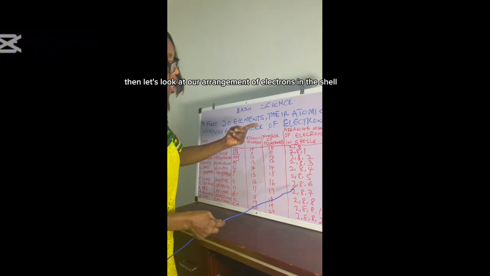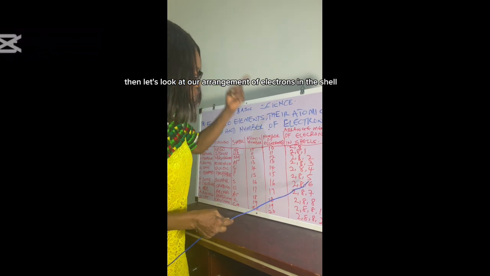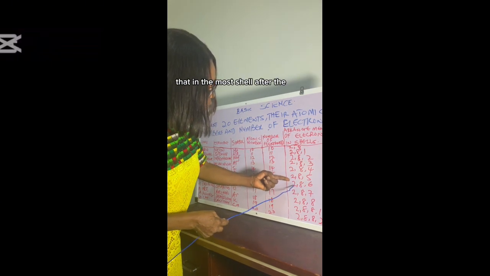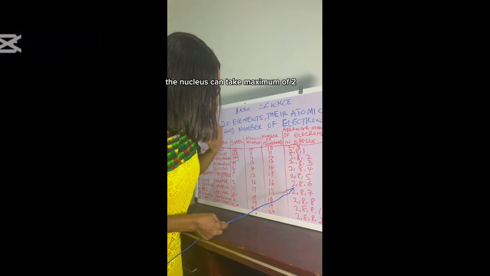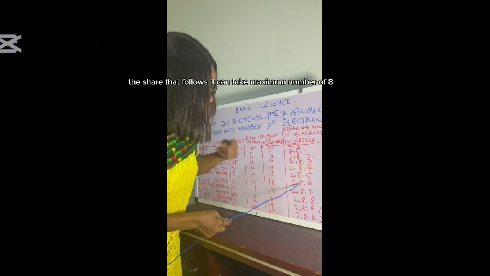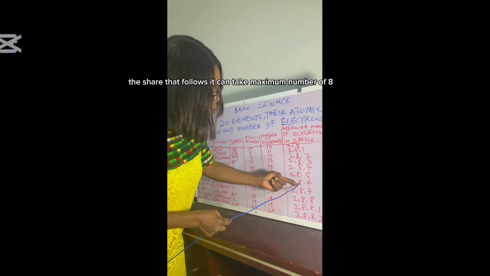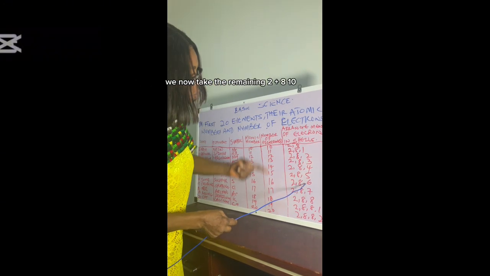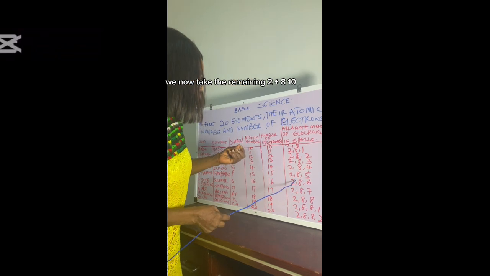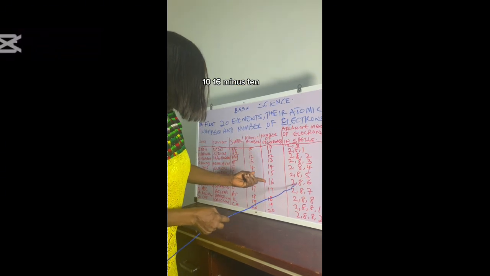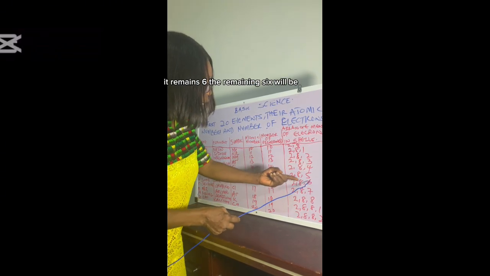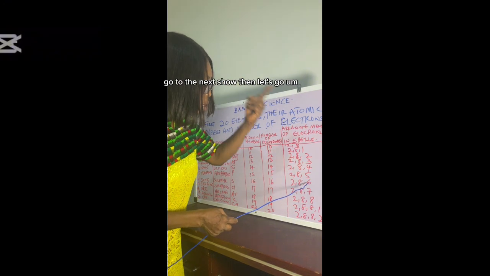Then let's look at our arrangement of electrons in the shells. The innermost shell after the nucleus can take a maximum of 2. The shell that follows it can take a maximum of 8. Then the one that follows it will take the remaining. 2 plus 8 is 10; 16 minus 10 remains 6. The remaining 6 will go to the next shell.